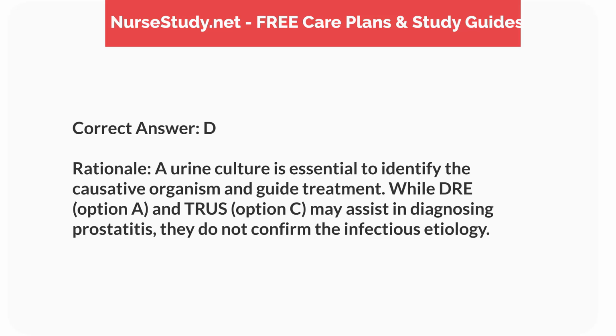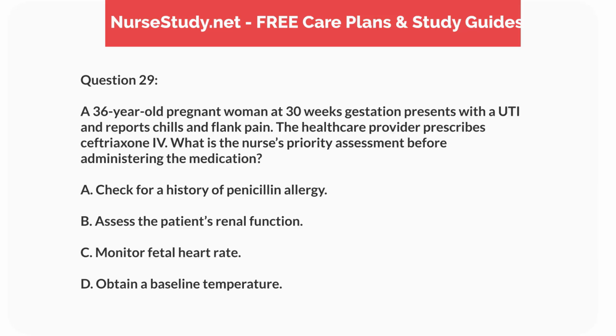While DRE, option A, and TRUS, option C, may assist in diagnosing prostatitis, they do not confirm the infectious etiology. Question 29. A 36-year-old pregnant woman at 30 weeks gestation presents with a UTI and reports chills and flank pain. The healthcare provider prescribes ceftriaxone IV. What is the nurse's priority assessment before administering the medication?